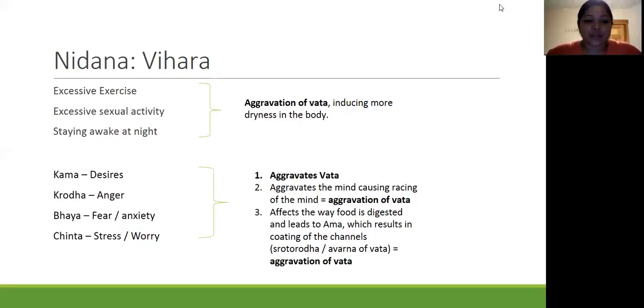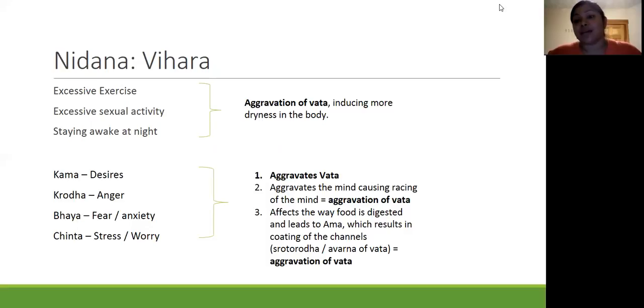Other factors that we know affect the mind, so psychological factors that can also cause this condition, such as kama, too much desire. And we would think, okay, what does it mean if you have too much desire? It means that you're taking on too much. For instance, you want to achieve this and you want to achieve that and you want to achieve that. But if you're taking on too much, that aggravates vata because you're trying to do too much, okay?